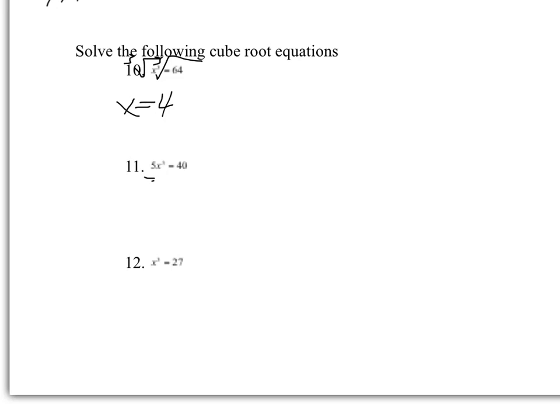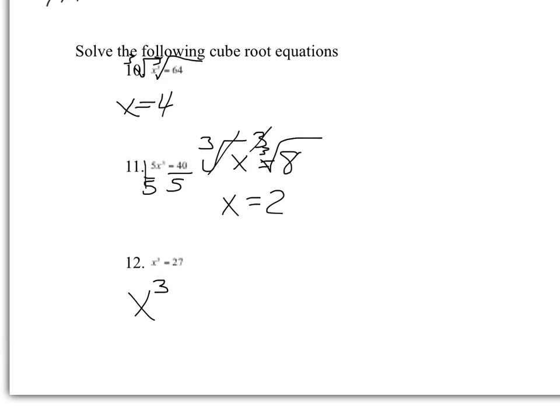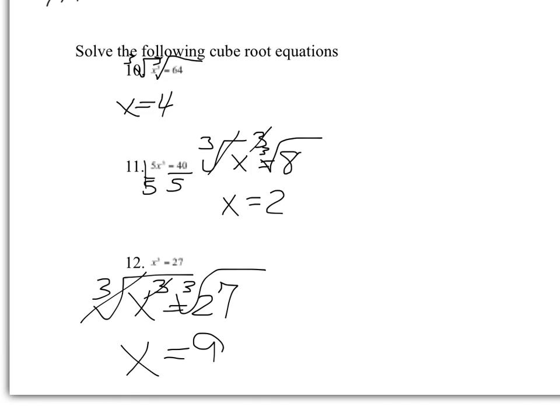Number 11, we need to divide each side by 5 first. That's going to give me x cubed equaling 8. Cube root, those cancel out, and the cube root of 8 is 2. 12, we have x cubed is 27. We're going to cube root, and that's going to give me x equaling 9.